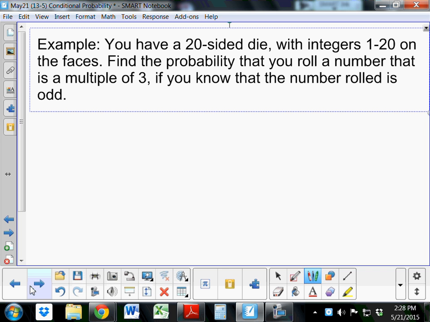You have a 20-sided die. You have the integers 1 through 20 on the sides. Find the probability that you roll a number that's a multiple of 3 if you know that the number that you roll is going to be odd. Which would be 3 times 3 times 3/20ths. They say 3/20. I got 1/10. You're wrong.